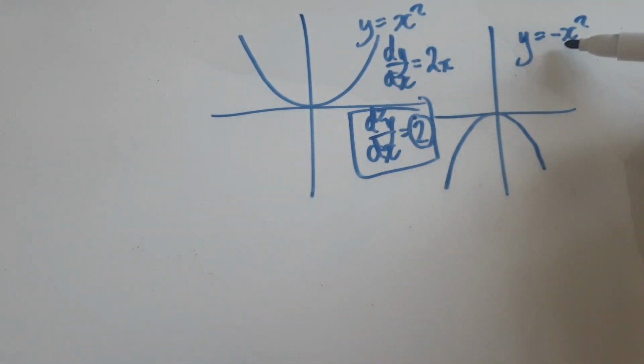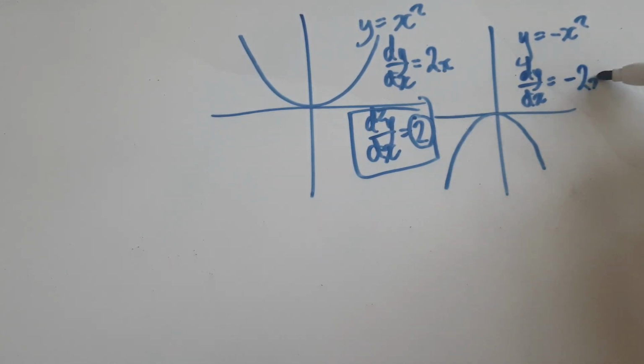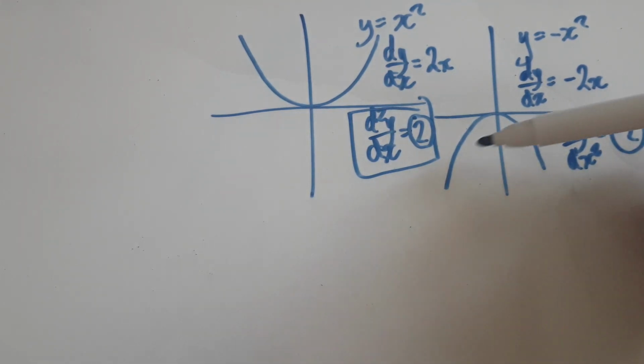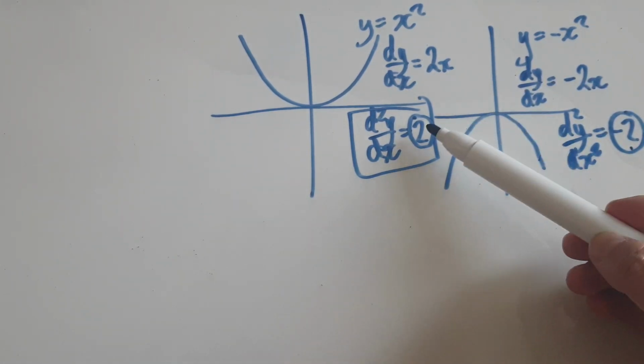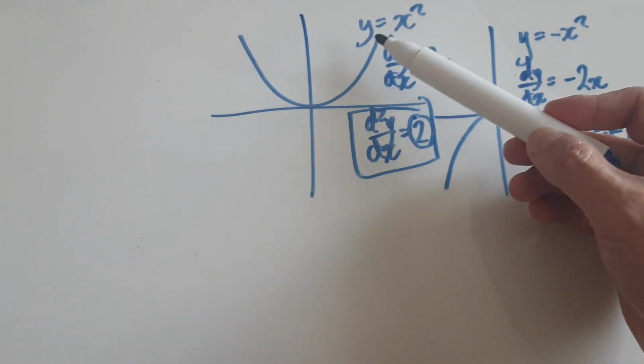And then if you look at this here, dy by dx will tell you the gradient. So when you differentiate this, it would be minus 2x. And then if you differentiate it again, it would be negative 2. Now if this number is less than 0, then it will concave down. So here, negative 2 concaves down, positive 2 concaves up.